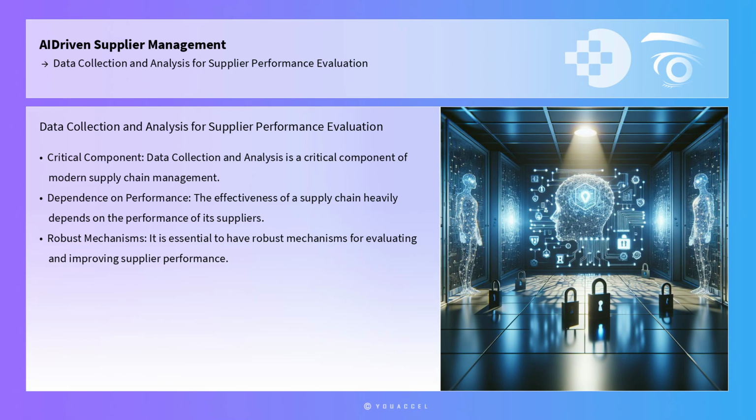Data collection and analysis for supplier performance evaluation is a critical component of modern supply chain management, particularly in an era where AI and data-driven decision-making are increasingly prevalent. The effectiveness of a supply chain heavily depends on the performance of its suppliers, making it essential to have robust mechanisms for evaluating and improving supplier performance. This lesson explores various practical tools, frameworks, and step-by-step applications that supply chain professionals can directly implement to enhance their proficiency in managing supplier performance.